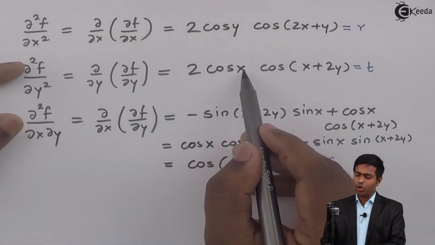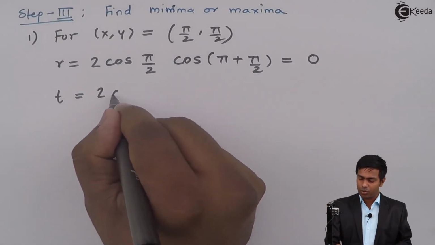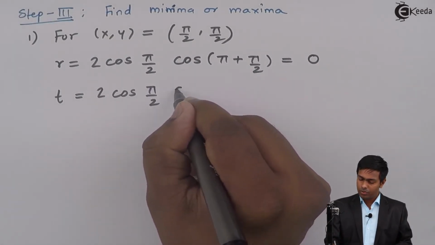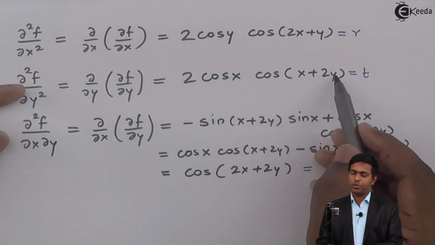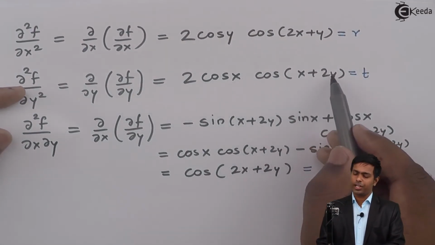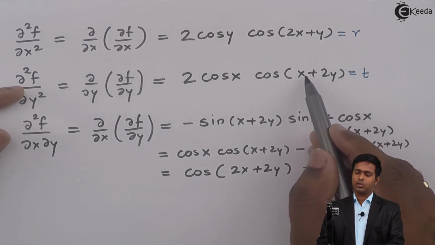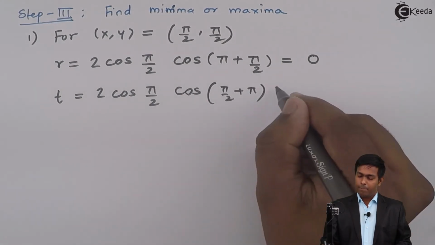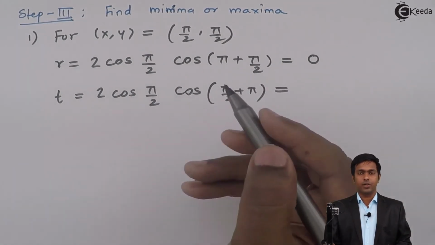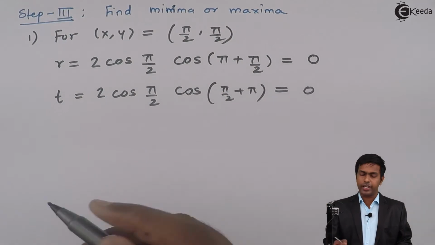Next we'll find out the value of t. T is 2 into cos x. So that will become 2 into cos of pi by 2, because value of x is pi by 2. Next cos of x plus 2y. So x is pi by 2, y is pi by 2. So here we'll get pi by 2 plus pi. But cos of 90 is 0. So the whole term is 0. So t is also 0.